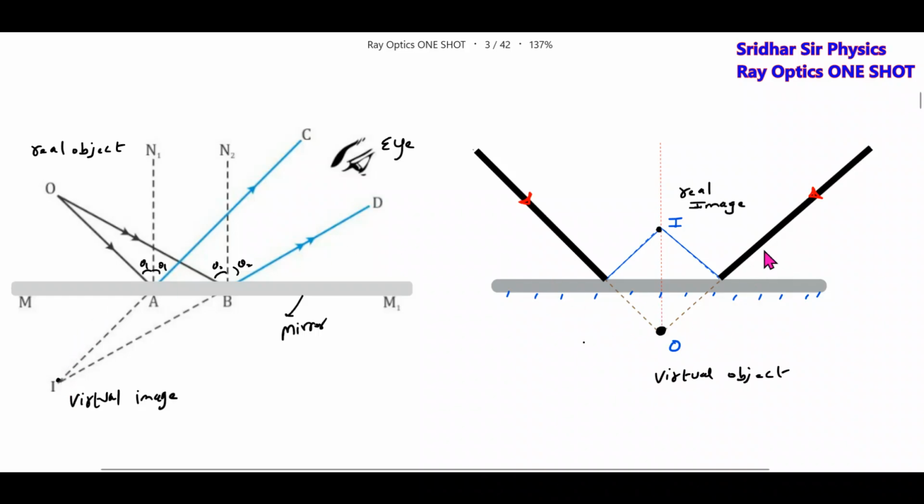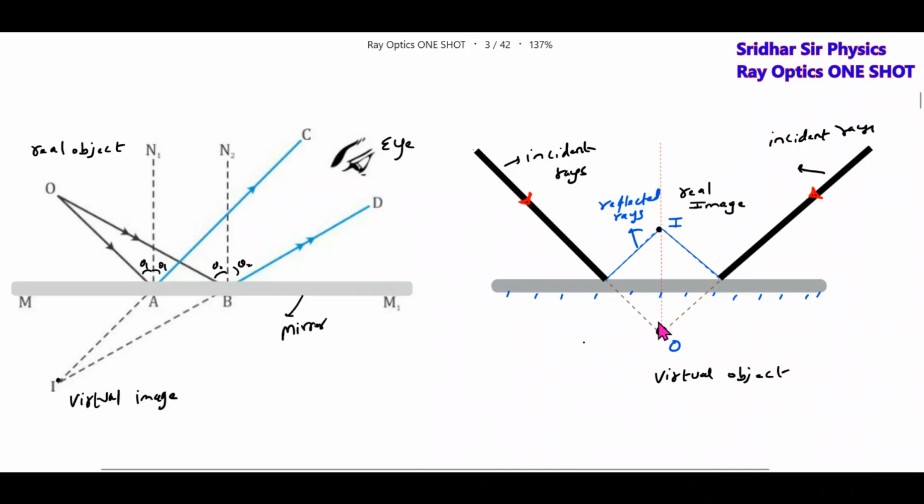Similarly, for a virtual object, these are the incident rays. And these are reflected rays. So after reflection, the rays will converge at a point. So how will the real image be formed? If the reflected rays converge at a point, the point of convergence will be the real image.